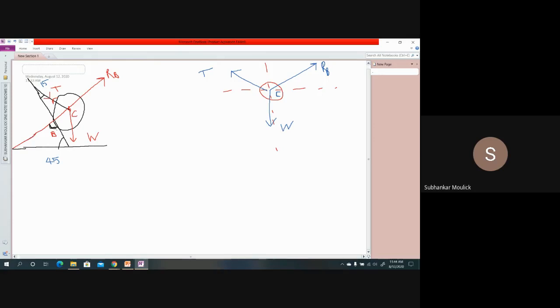Is it clear to other people? Anyone from the electrical department, if you can respond? This angle will be 90 degrees. Yes or no? Hello? Anyone from the electrical department? Yes, sir.